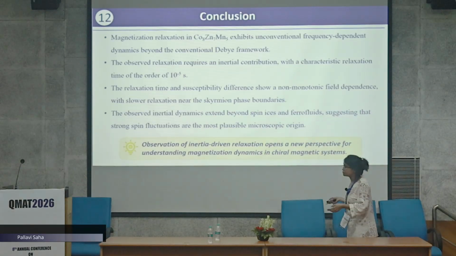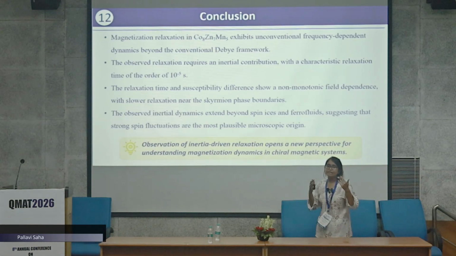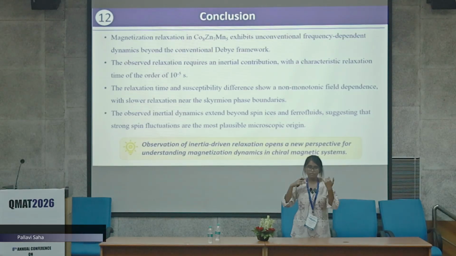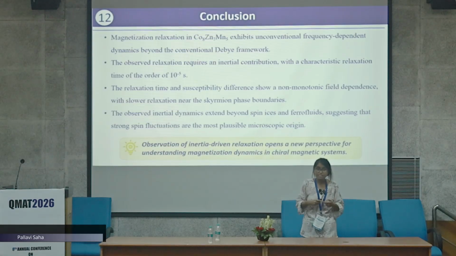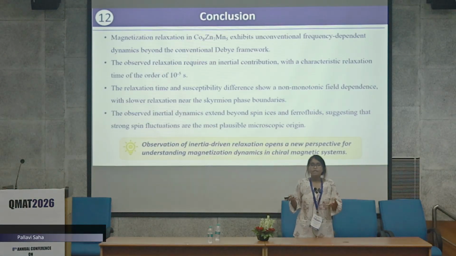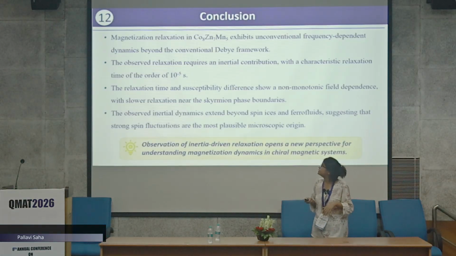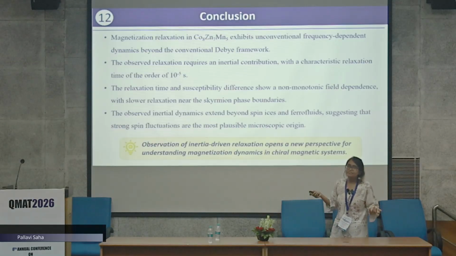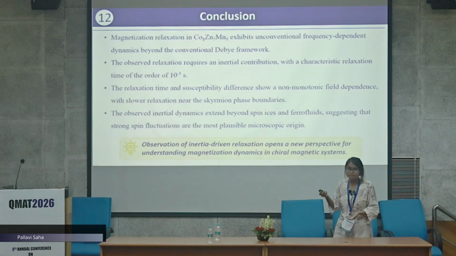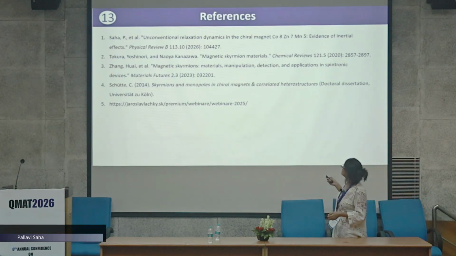So this is the conclusion. First, we studied the magnetization dynamics of CoZnMn. We tried to see which model could be used to explain this data, and we found the observation of inertial effects, and the inertial model which we used showed good agreement with the parameters. We tried to qualitatively explain what can be the reason behind this, but for that, future measurements are also needed.